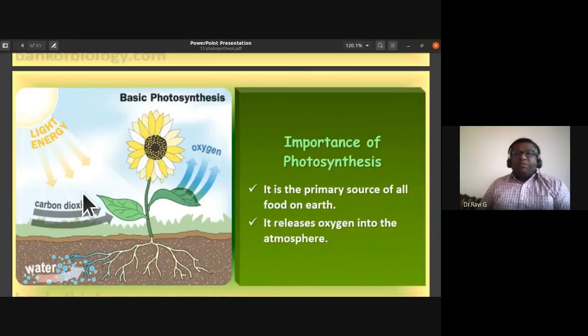See, what is the importance of photosynthesis? It is the primary source of food on earth. So producers are the source of food. It is the primary source of all food on earth. It releases oxygen into the atmosphere. So this respiratory gas, the breathable gas, oxygen is cycled by the photosynthesis process. Oxygen is liberated into the atmosphere.